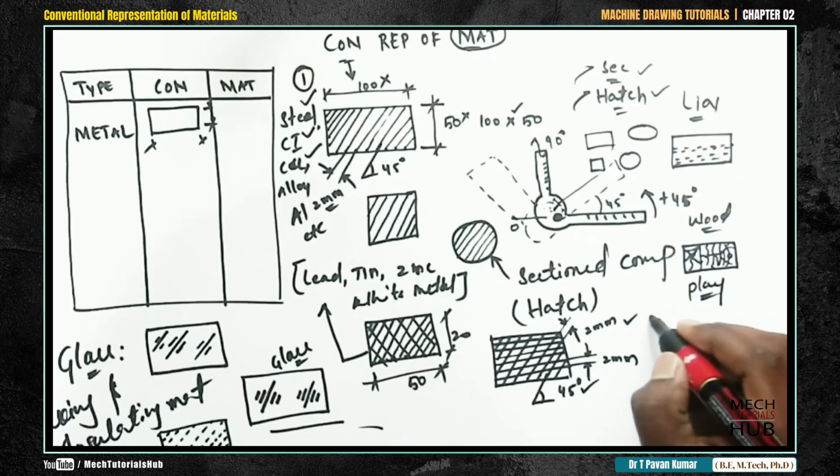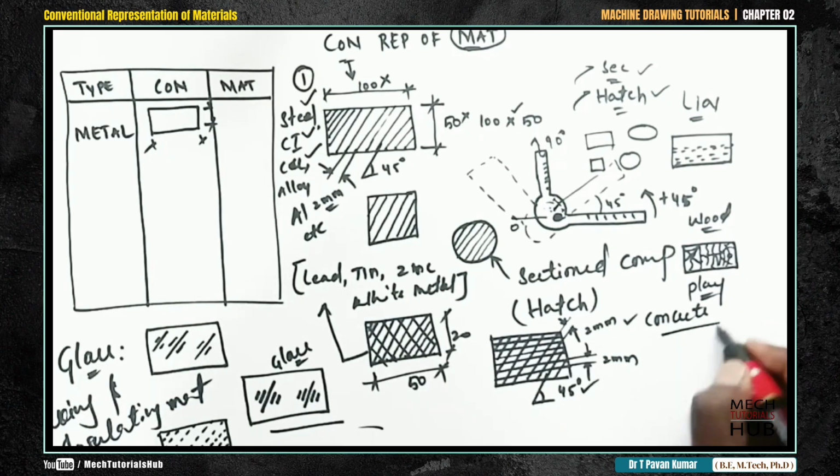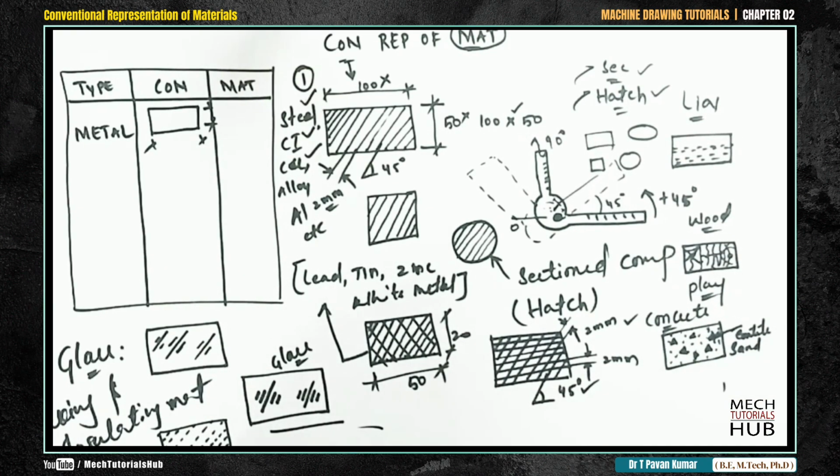Fine. Lastly, concrete. Okay, now same box followed by dots, so many random dots, there won't be any uniformity, followed by filled triangular boxes. What does it indicate? It is concrete. It indicates that there are stone chips, then followed by sand. Concrete followed by sand. Okay, this is the representation.